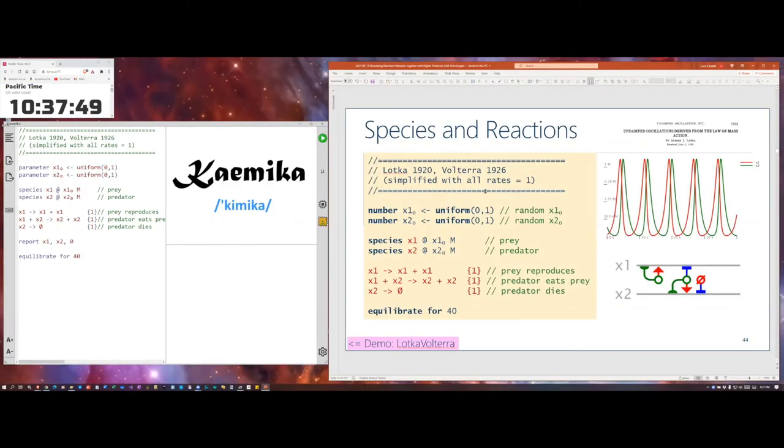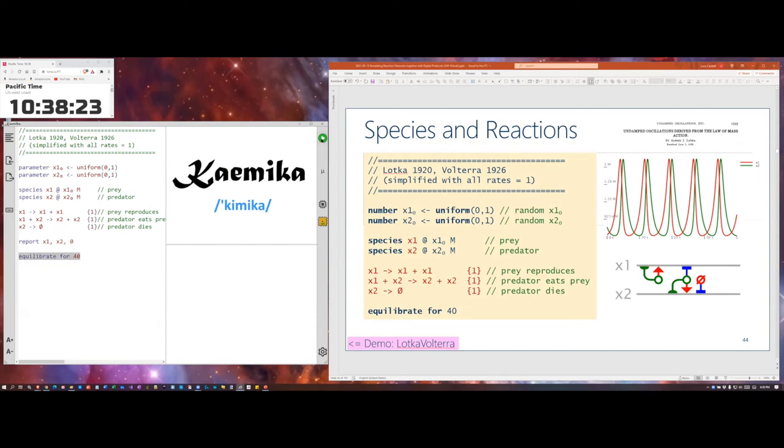So as an example, let's look at the Lotka-Volterra, which you've seen before. First of all, notice that we can write the reactions in natural notation. So they just look like chemical reactions, although this is a programming language. In this case, this script only has the reactions and the initialization of the species. And the initial values are actually taken from a uniform distribution, so they change every time you run the script. This is how to control the plotting, and this is equilibrate, so this means run the simulation for 40 seconds.